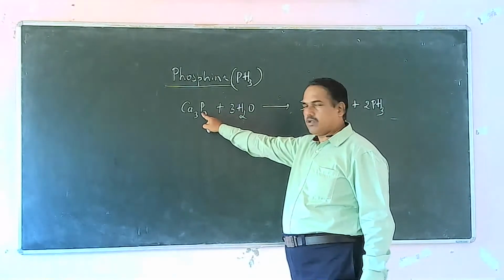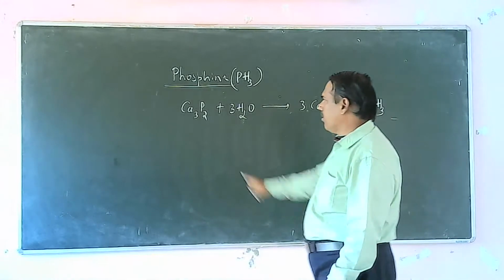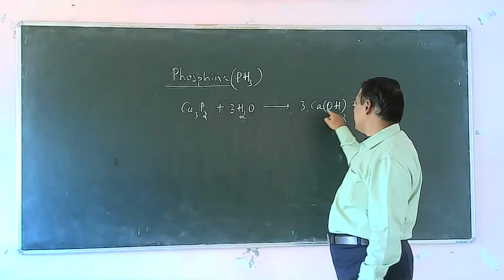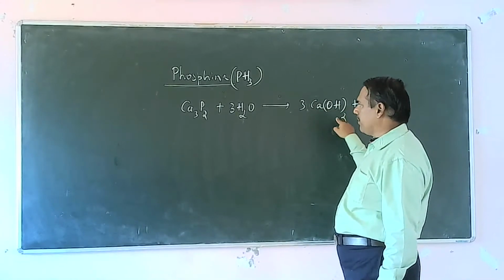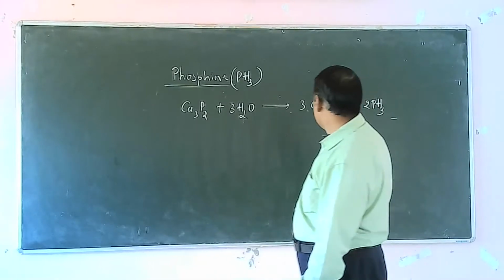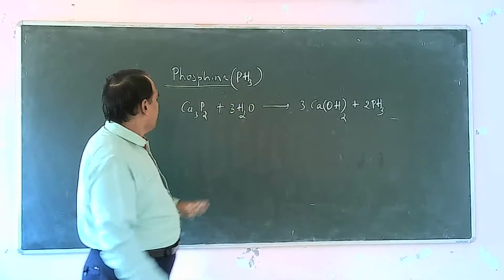How many phosphorus atoms are there? 2. So it is 2 PH3. How many calcium atoms are there? 3. So therefore it is 3 Ca(OH)2, calcium hydroxide. Are you clear? This is nothing but the preparation.